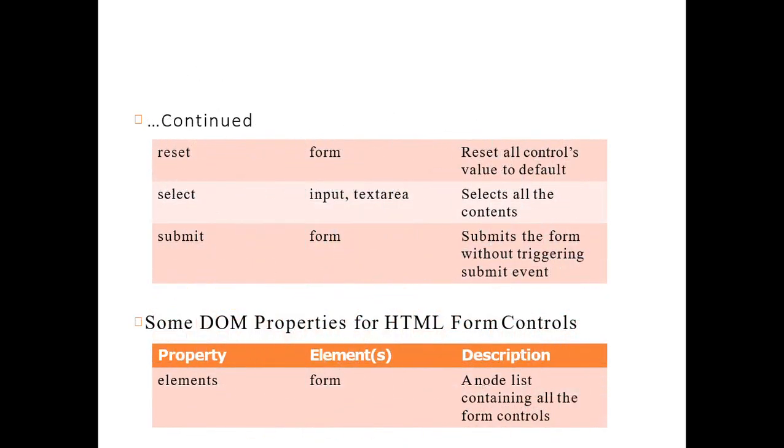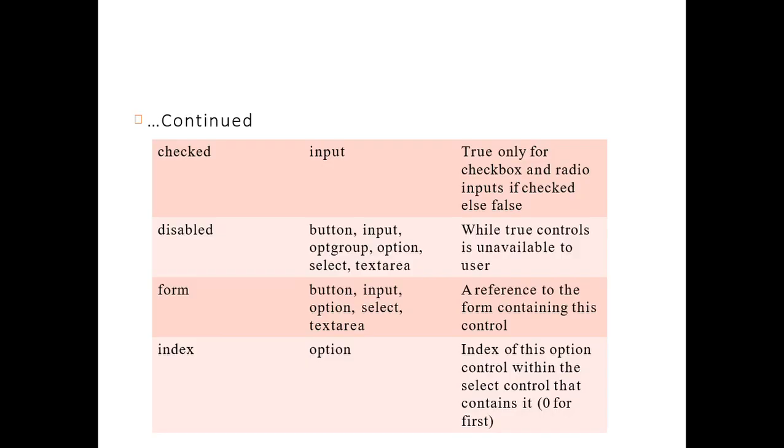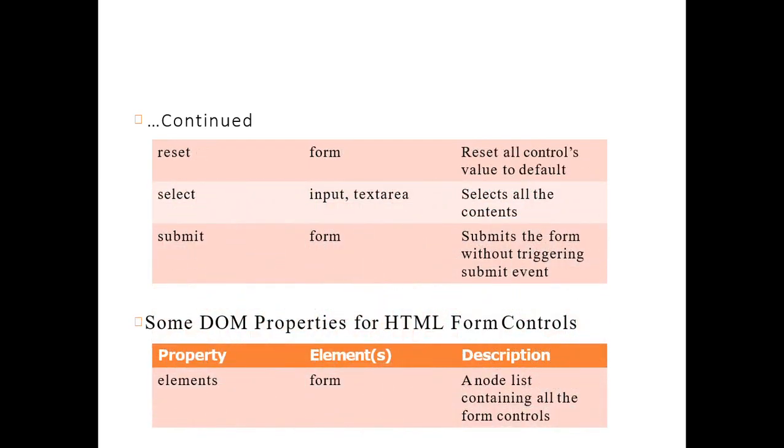Fine. Next, reset, select, submit. These are very common methods which we use in form validation. Reset is used if we want to remove all the values from the form. The reset method resets all the control values to default. Whatever default values we have set will come back when we use the reset method. Usually there are null values, so null values will appear.